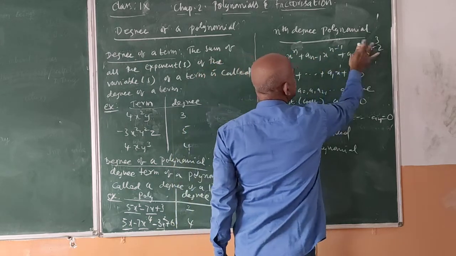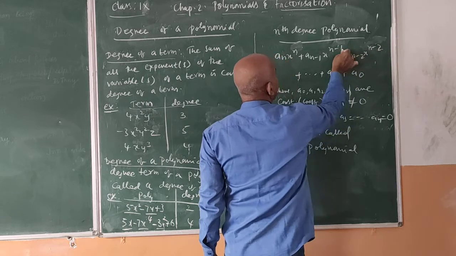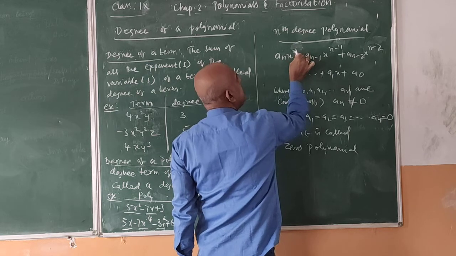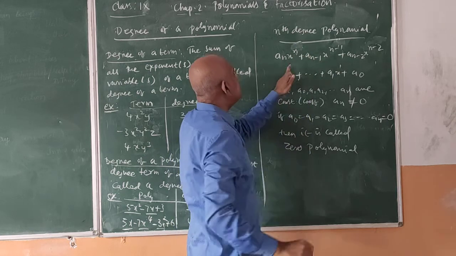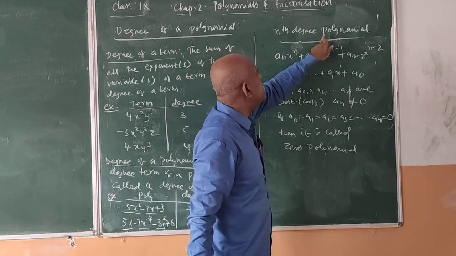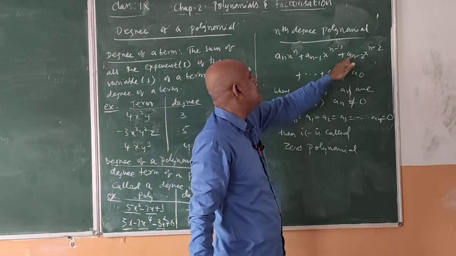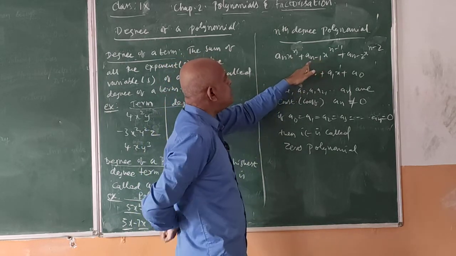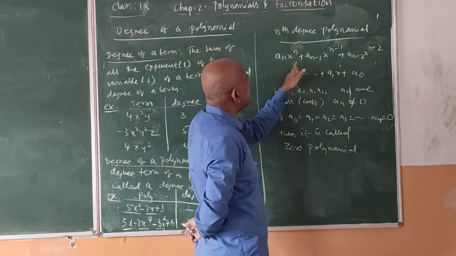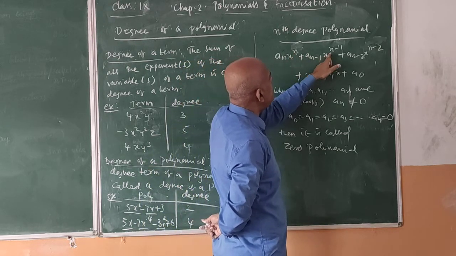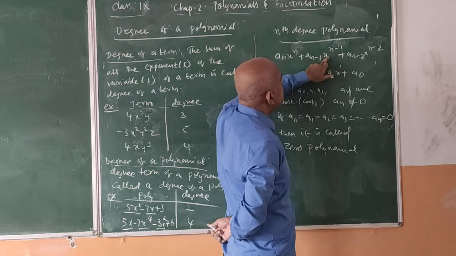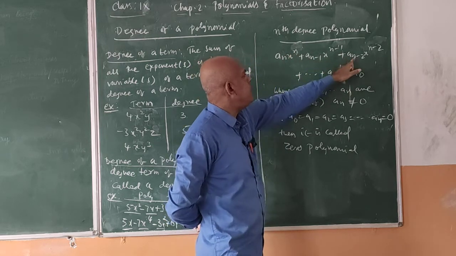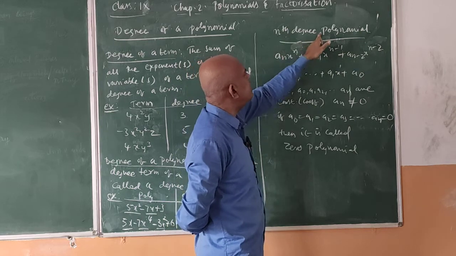But here, 1, n minus 2, n minus 1, n. If we consider n as any positive integer, this becomes the highest degree term. Here highest degree is what? N. That's why this becomes an nth degree polynomial in single variable x. In this polynomial we consider only one variable, either x or y or z, only a single variable. So if this polynomial is in the x variable, its highest degree is what? N. Next term degree is what? N minus 1. But n is the highest degree. So n minus 1, n minus 2. Highest degree term is what? N. That's why it is an nth degree polynomial.